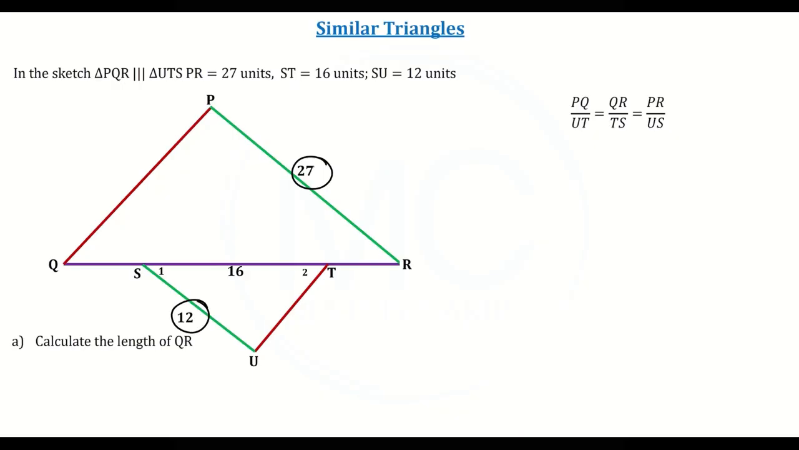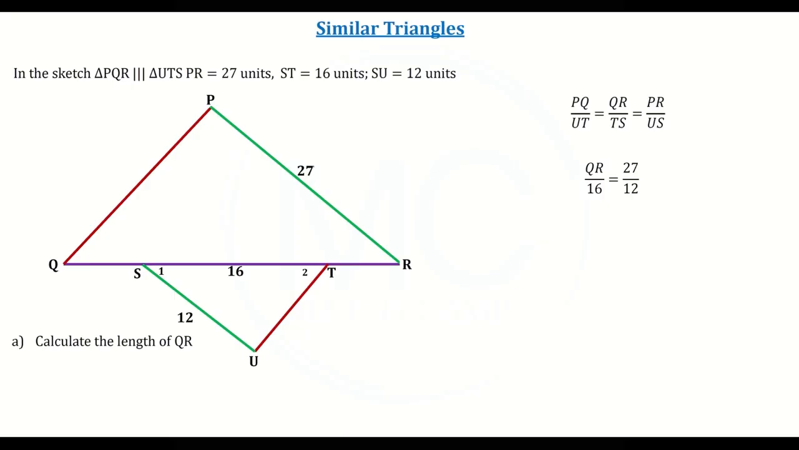So this gives us a fraction with values in the numerator and the denominator. And we can use this fraction to find the length of QR. Let's start with QR over its corresponding side TS, which we know is 16, is equal to side PR, which we know is 27 units, over SU, which is 12 units.